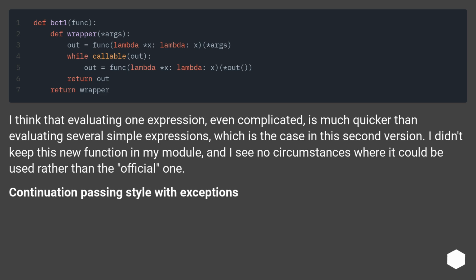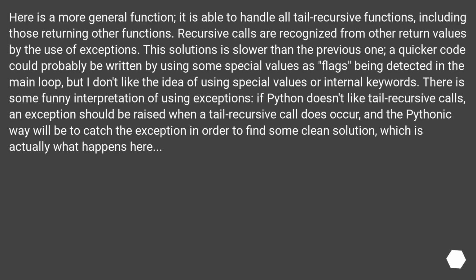Continuation passing style with exceptions. Here is a more general function. It is able to handle all tail recursive functions, including those returning other functions. Recursive calls are recognized from other return values by the use of exceptions. This solution is slower than the previous one.